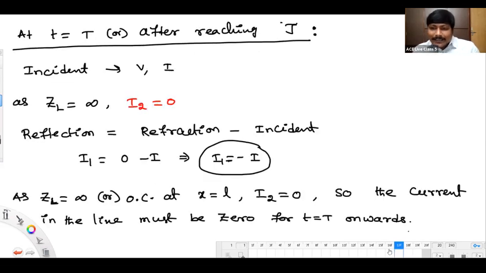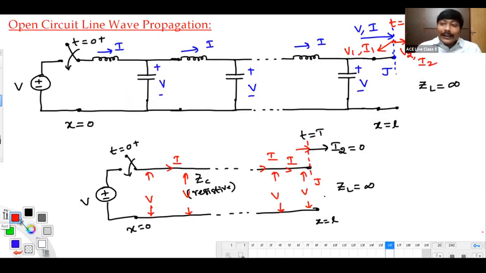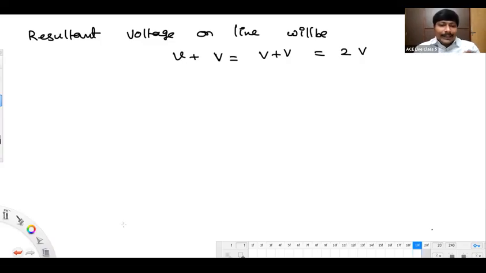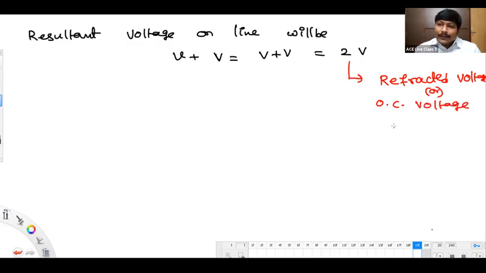So can you please tell me, can I call that voltage itself a resultant open circuit voltage? Whatever the 2V you got now, can I call this itself a resultant open circuit voltage, so-called refracted voltage? Somebody saying yes? Yeah. So this itself we can say as refracted voltage, or we can call open circuit voltage. At what time are we talking now? Capital T time.